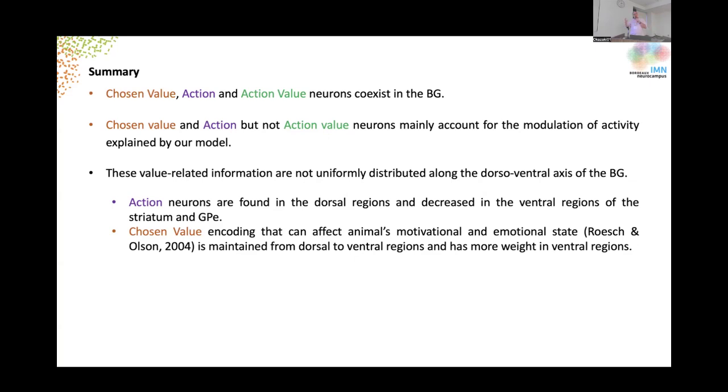Especially in the dorsal basal ganglia, you have patches and matrix, and patches are connected to the substantia nigra, while matrix are the ones that contribute to the actor process. So maybe we can't see chosen value neurons, and this is something we have to check, but it's difficult with the method we use for electrophysiology. Maybe we need further studies to do that. But it could be that the chosen value neurons we found in the dorsal part are related to neurons from the matrix. This is something we will have to check.